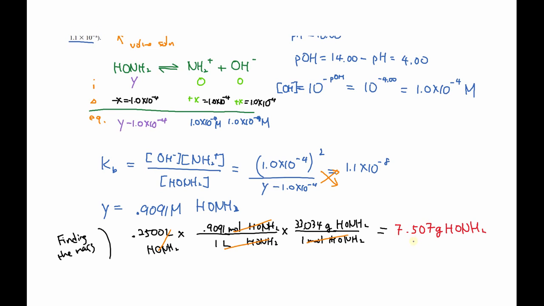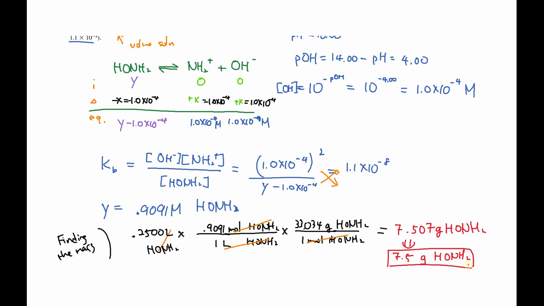But we need to be also aware of the sig figs. The pH had 2 significant figures, so that becomes our limit, 2 sig figs being the lowest we can have. Therefore, you have to make this 7.5 grams of this hydroxylamine.